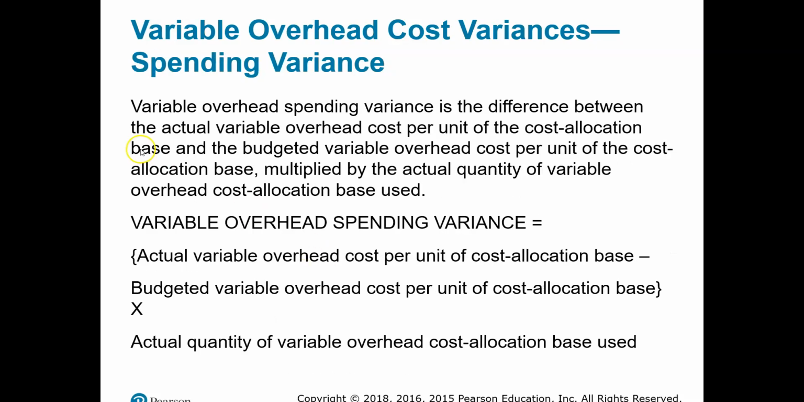And then variable overhead spending variance is the actual variable overhead cost per unit of cost allocation base minus our budgeted variable overhead cost per unit. Take the difference of those and multiply by the actual quantity of variable overhead cost allocation base used. And again, we do an example of this in a different video.